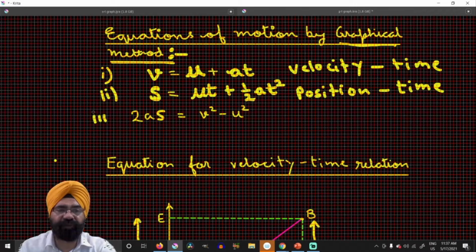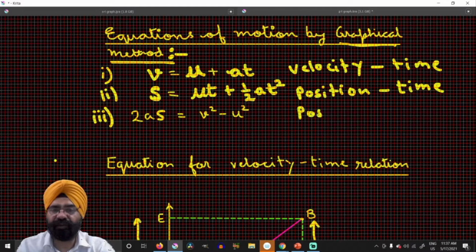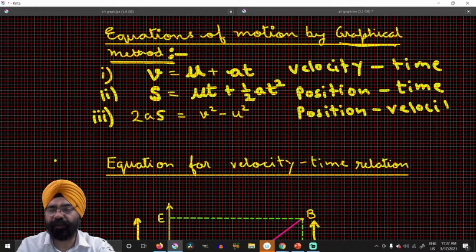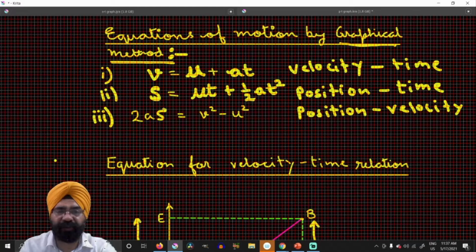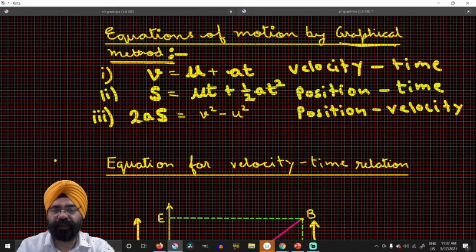Then we go to the final equation of motion, and this one is called the position velocity or the distance velocity relationship. As the name suggests, on one side we have the displacement or the distance. Now 2 times the rate at which the velocity changes into the displacement is equal to the difference of the squares of the final velocity and the initial velocity. So 2as is equal to v square minus u square. That is our third equation.